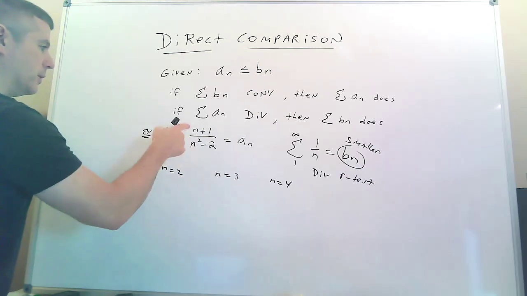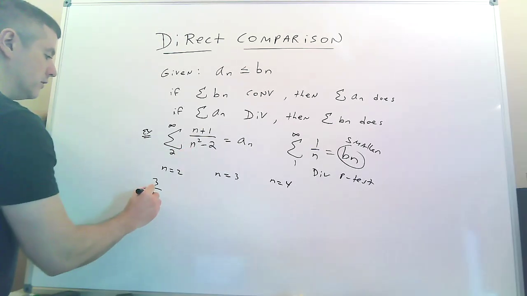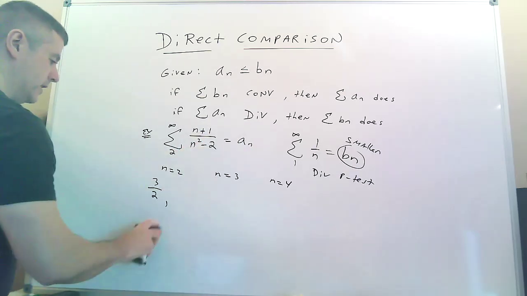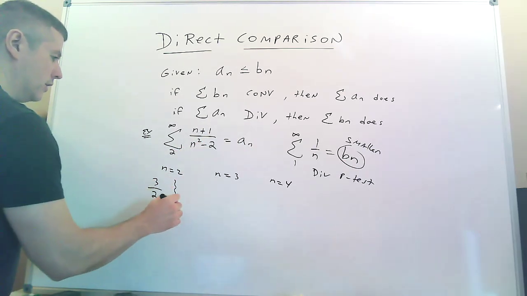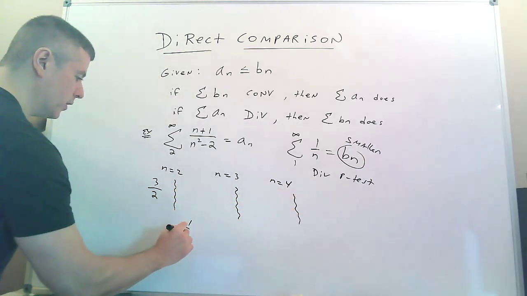All right, so let's see. We're going to put 2 in there, so you're going to get 3. 2 squared is 4, so you're going to get 3 halves. When I plug into the other one, I guess I'll do it this way. I'll put a little squiggly. And this one's going to be 1 over n.